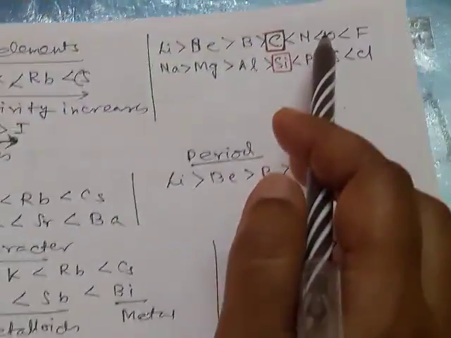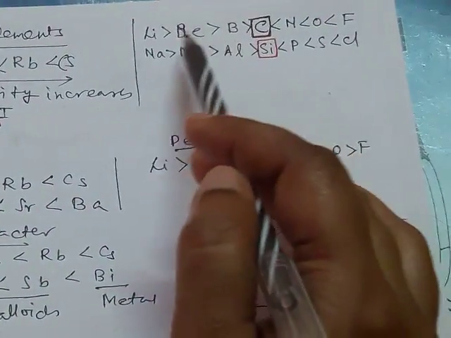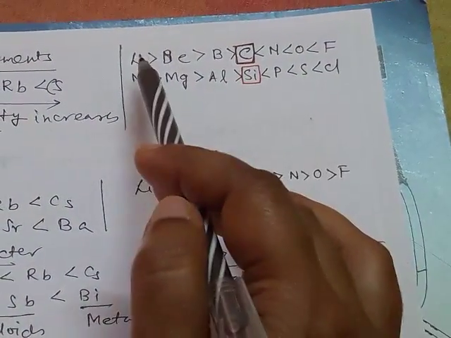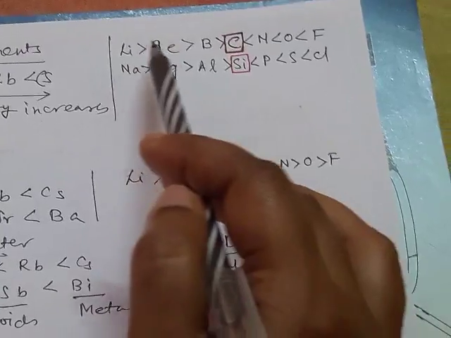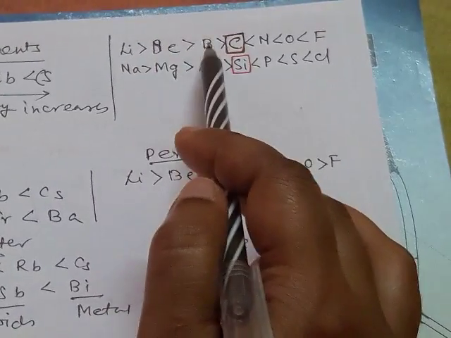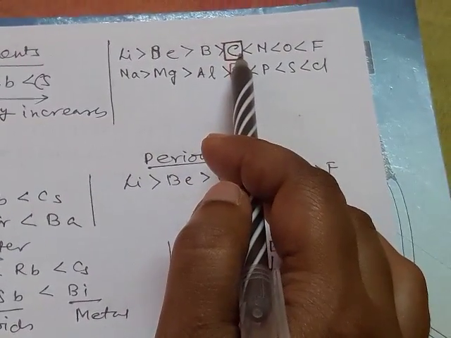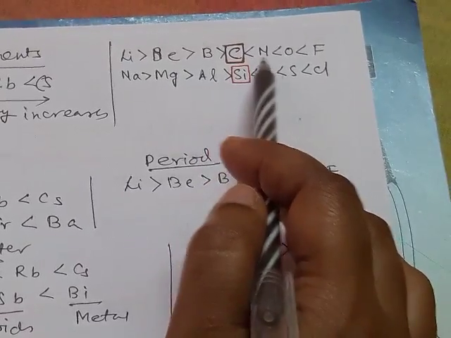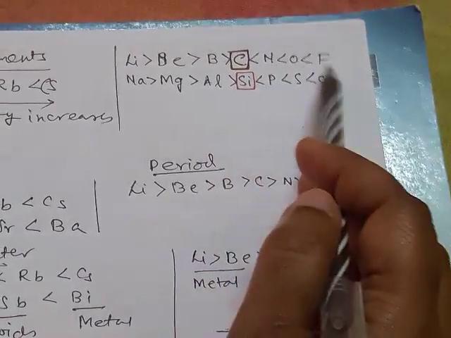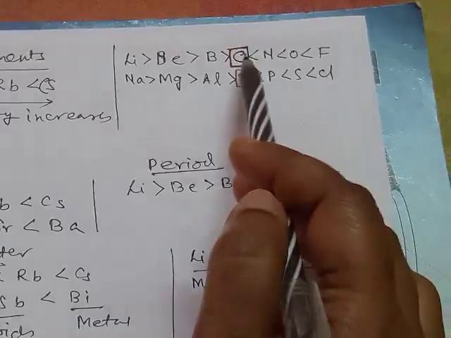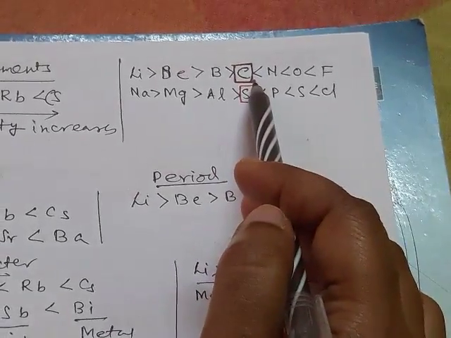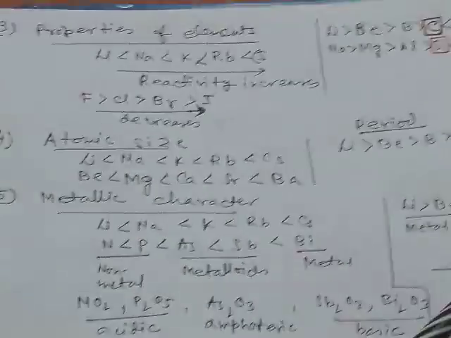Whereas for the period, as their properties are different, if we see their reactivity, lithium is very much reactive. From lithium to beryllium, reactivity decreases. At carbon, it is least reactive. After carbon, again reactivity increases because non-metallic character increases. So up to group 14, reactivity decreases, then reactivity increases.